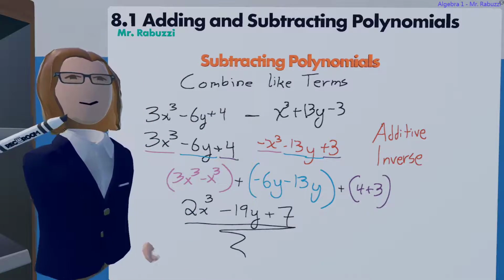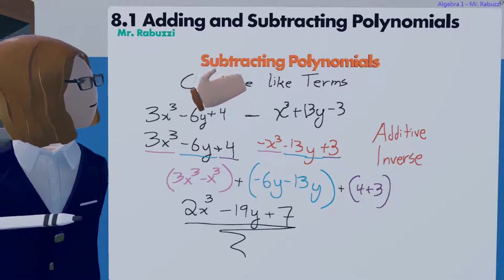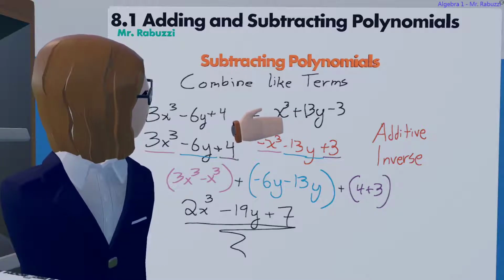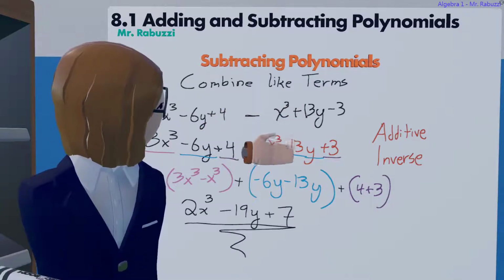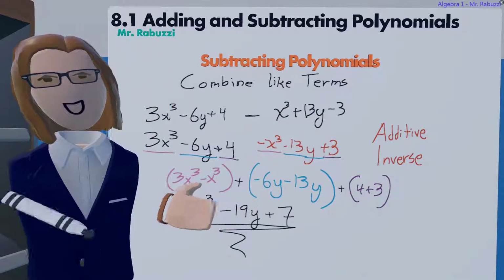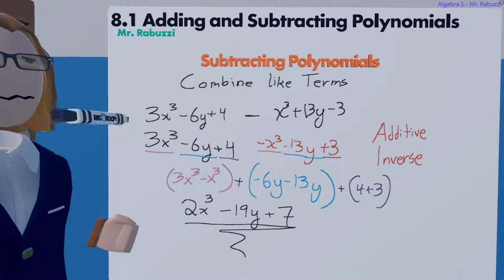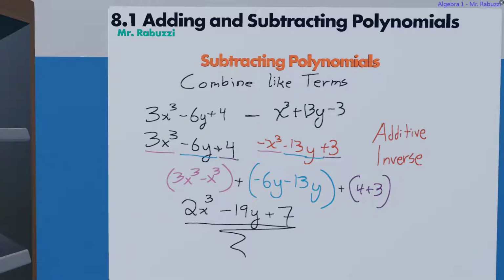Okay? So subtracting polynomials, all you need to do is make the opposite of the second polynomial, right? We did opposite to get negative, opposite to get negative, opposite to get positive. Then you're just adding them again by combining like terms. So it's the same as adding, with one step in front where we take the additive inverse.